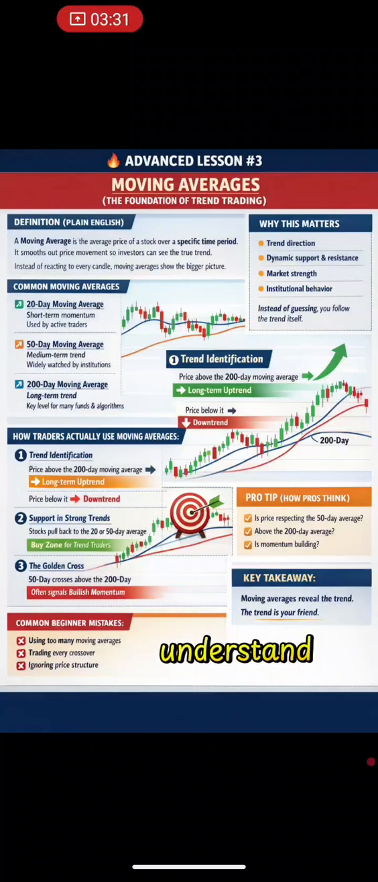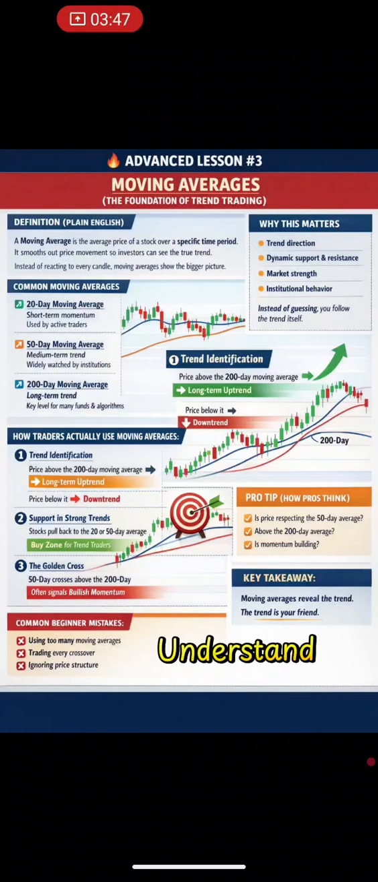You have to understand what support and resistance is. Ignoring price structure and support levels. These indicators should support the chart, not replace it, right? So this just goes along with all your other signals.